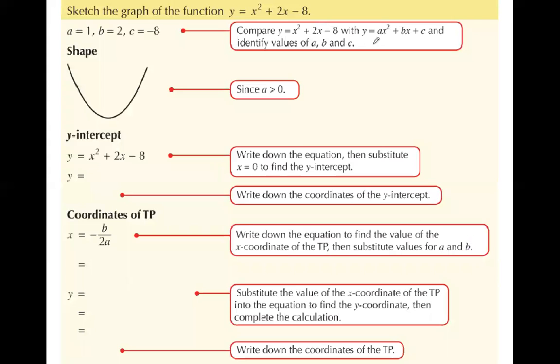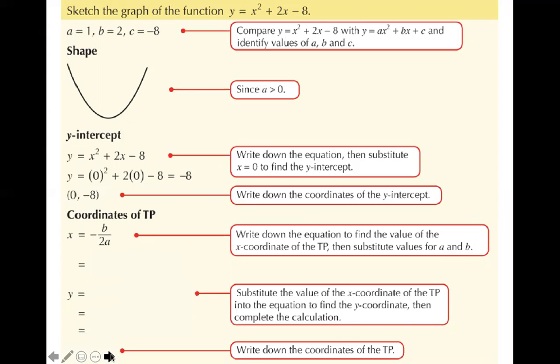So compare these first. Let's say we've been given x squared plus 2x minus 8. So we've got a positive value for a if you were to rewrite it as ax squared plus bx plus c. So a equals 1, b equals 2, and c equals negative 8. So since a is positive, I've got a smiley face. So write down the equation, then substitute x equals 0 to find the y-intercept. So we've done that before. To find the y-intercept is when x equals 0. So here it'd be 0 and negative 8.